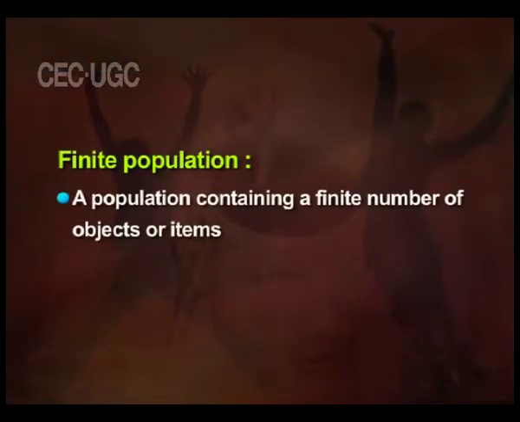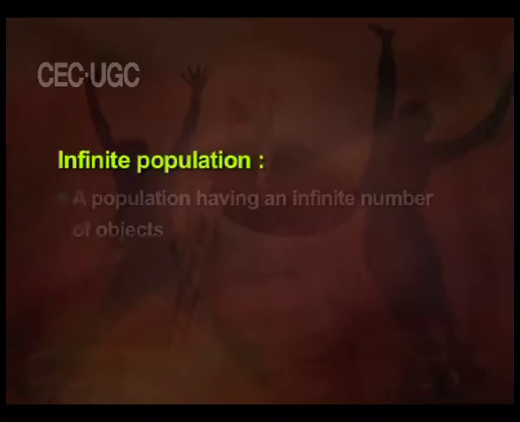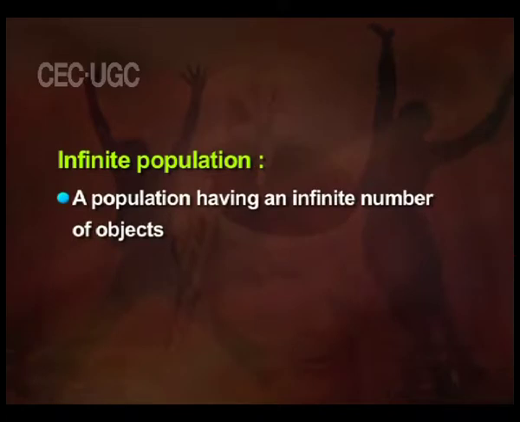There are different types of population. The first is the finite population, which is a population consisting of a finite number of objects or items. For example, students in a class. Next, you have the infinite population, which is a population having an infinite number of objects. For instance, the stars in the sky.